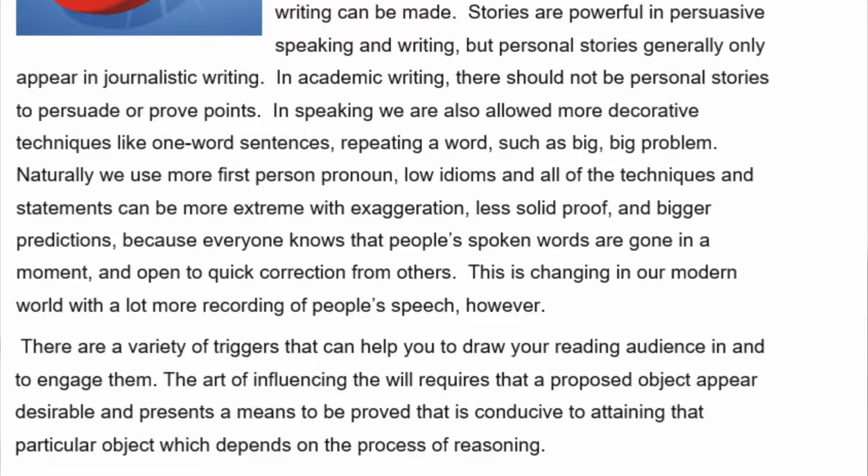Just moving down on the page, there are a variety of triggers that can help you draw your reading audience in and engage them. You saw at the top of the page, there's a big magnet cartoon, and it's good to think about it. When you have good persuasion, you are drawing people in, you're attracting them in a way. I was using the word push, but maybe the best persuasion is actually pulling or drawing someone in to your own point of view so that they might change their mind.